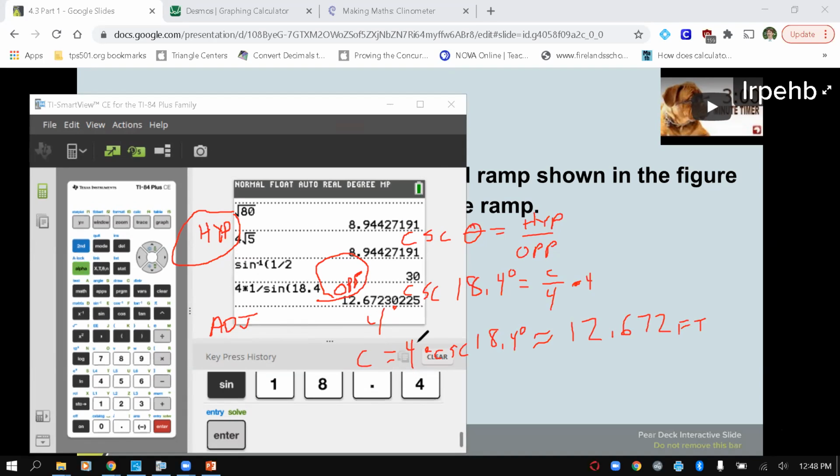Which, by the way, is actually the same work that you end up doing if this was sine. If this was sine of 18.4, you would have 4 over C. So you'd multiply by C, and then you would divide by sine, and you'd still end up with 4 times 1, which is 4, divided by sine.